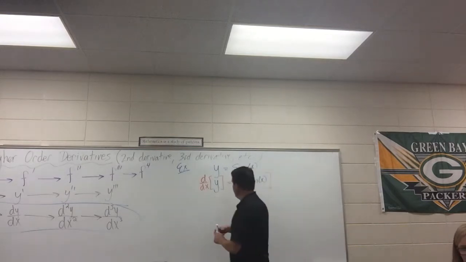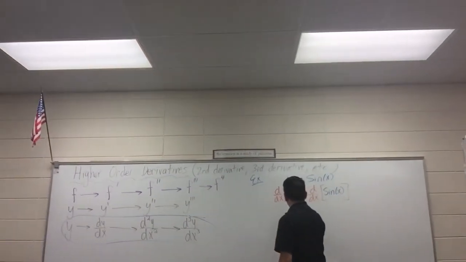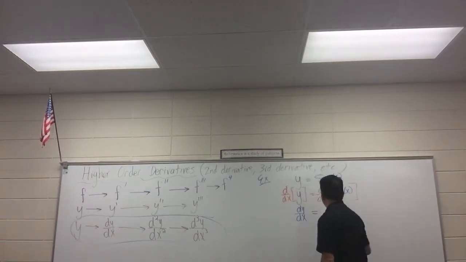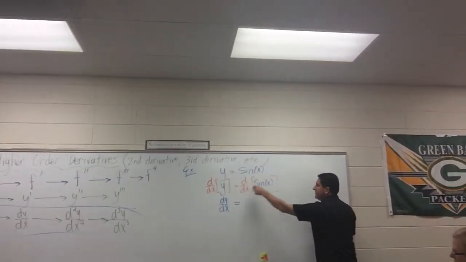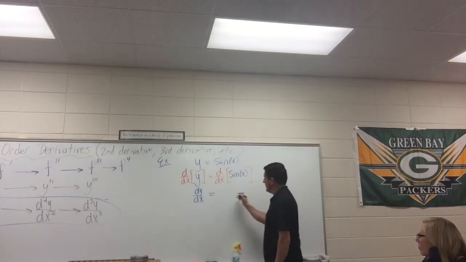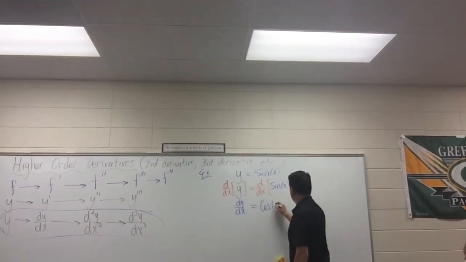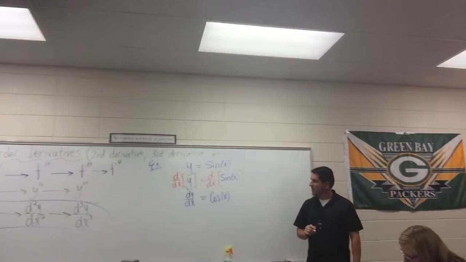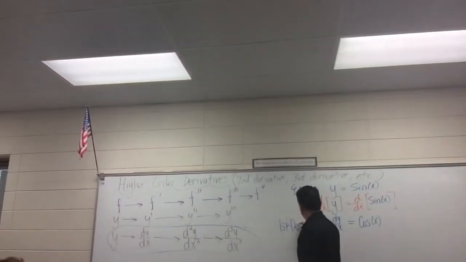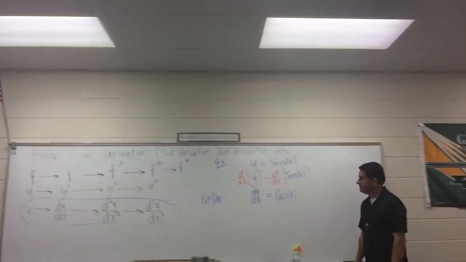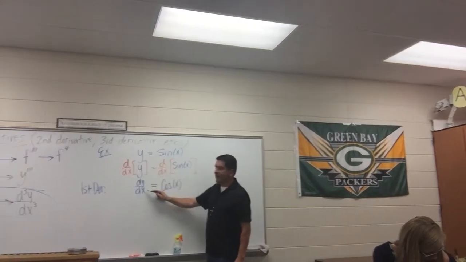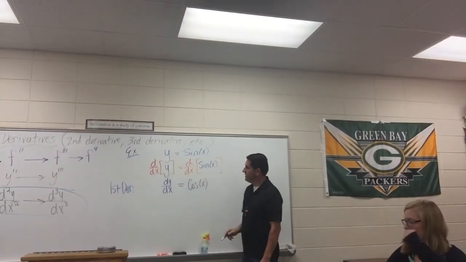Now this can actually be rewritten as dy dx. And then here, whenever you see this notation, it says find the derivative of the sine of x with respect to x. Well, that's just the cosine of x. So what we've just done here is this is the first derivative. That's where the dy dx comes from when we do that.